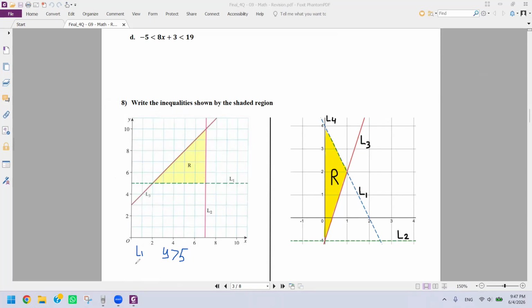Now for line 2, so on the x-axis, this is a full solid line, not dashed. So there is an equal sign. Also, pass it through 7, and the region is before 7, so it's less than 7. So I write x less than or equal to 7.